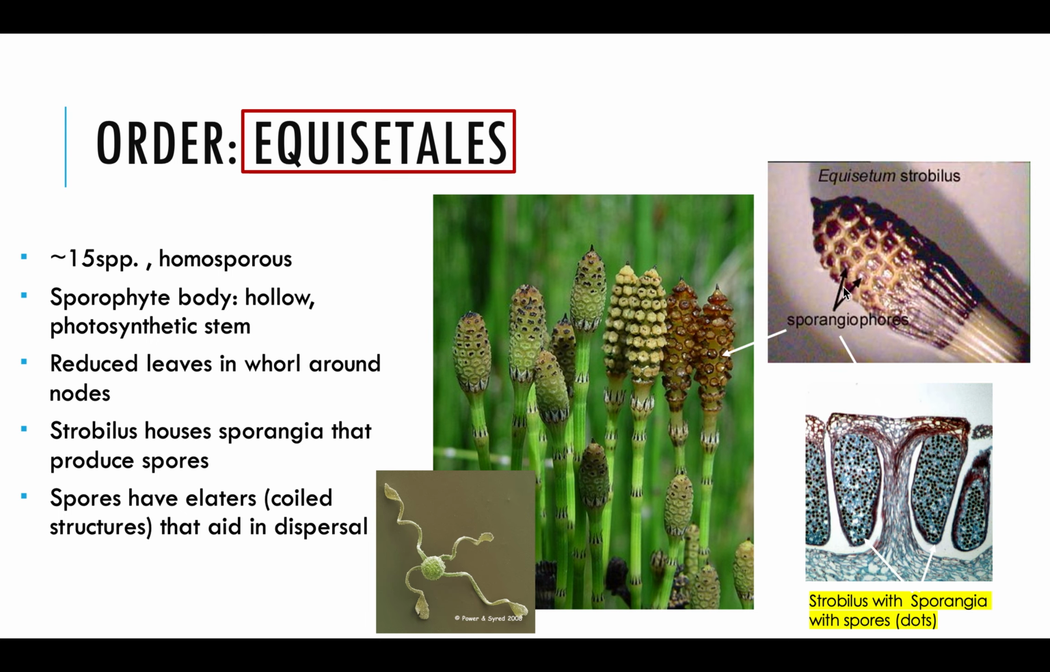So here is one little bract called a sporangiophore pulled out, and you can see this single group here is a sporangium, and inside are all the spores, the darker dots, okay?